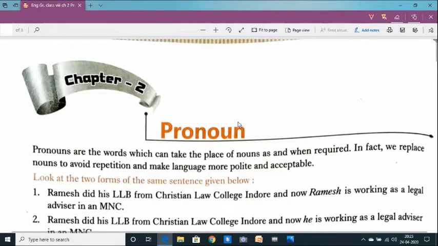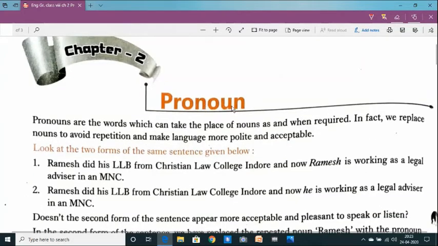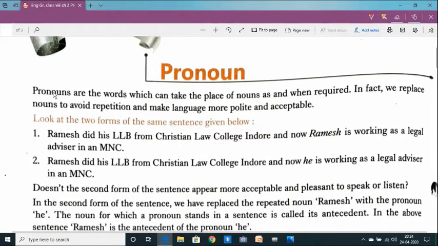Now let's start. As we know the meaning of pronoun, in our previous classes we learned the definition of pronoun: a word which is used in place of a noun, or instead of a noun, is called a pronoun. In this chapter, we will read it. Pronouns are the words which can take the place of nouns as and when required. In fact, we replace nouns to avoid repetitions and make language more polite and acceptable.